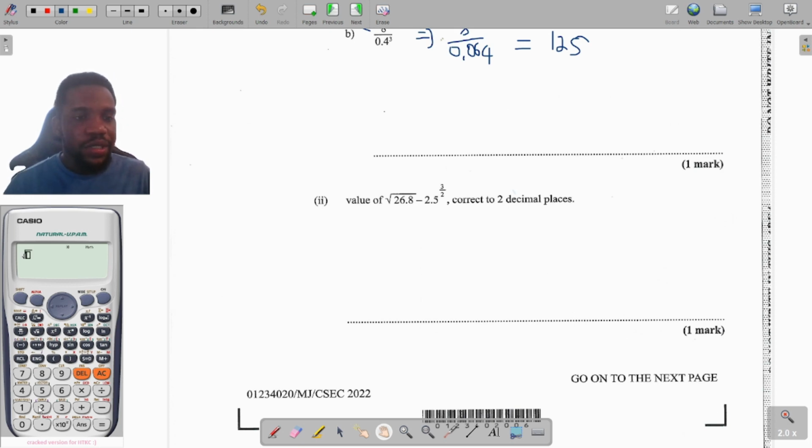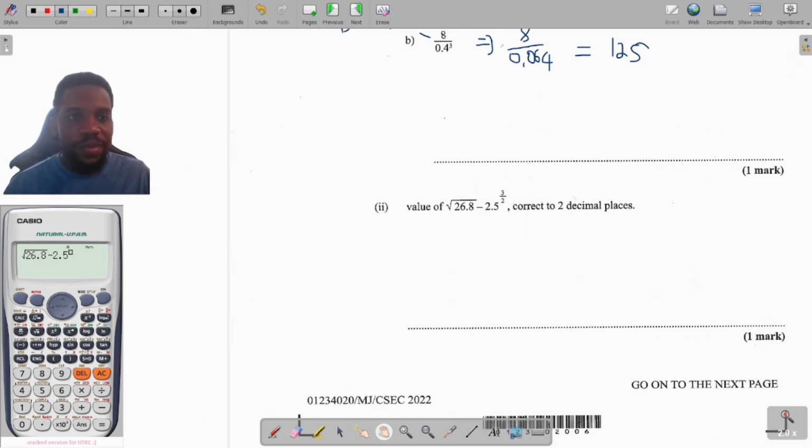And under my square root, I'm going to have 26.8. Now, of course, persons normally tend to make the error of not coming outside of the square root. So I need to put the arrow right here. So it means that I'm outside of the square root now, right? And I'm going to subtract 2.5 raised to. So I press my raised to symbol and I have a fraction there. So I'm going to have to put in my fraction next. Now, I press my fraction bar and that power is 3 over 2. And then we simply press the equal.